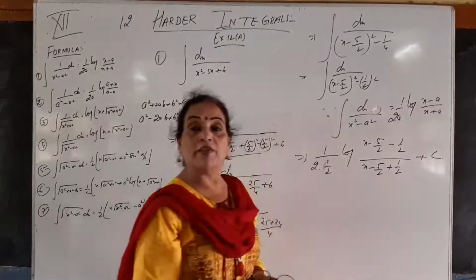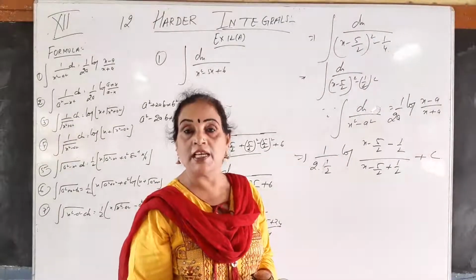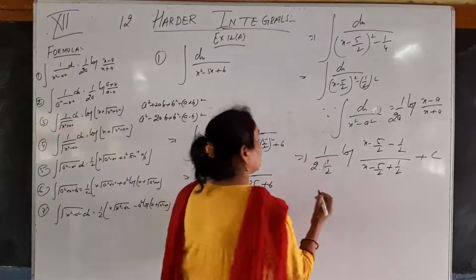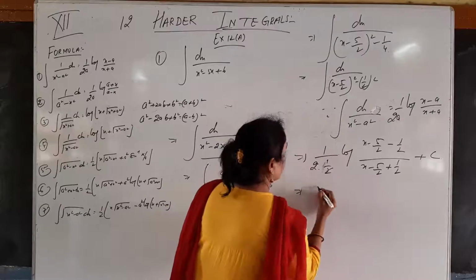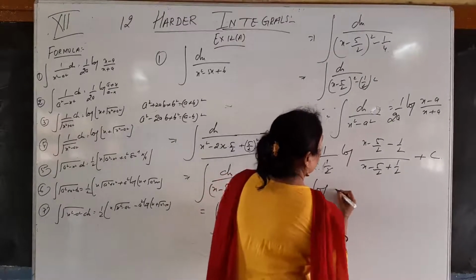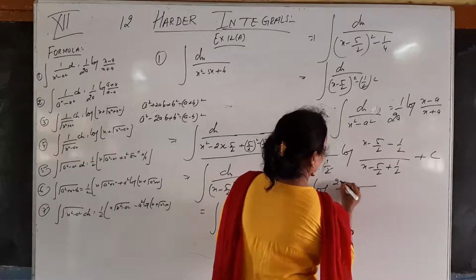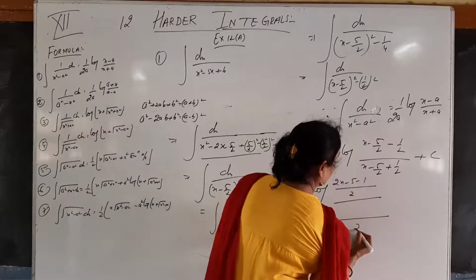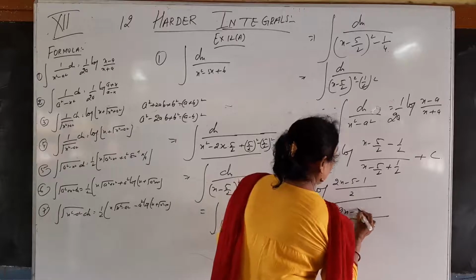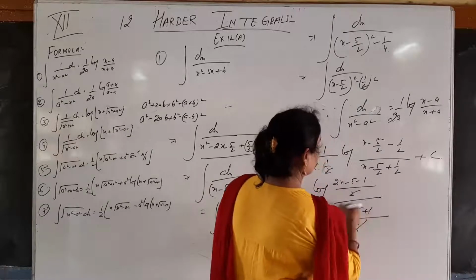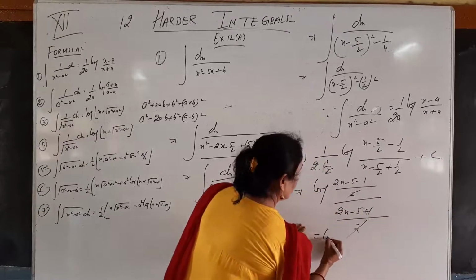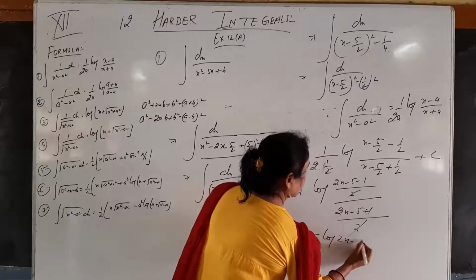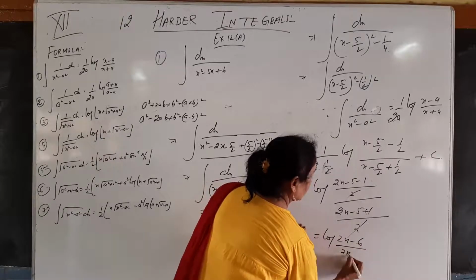C is a constant of integration. Now we have to put the c as a constant of integration. So this 2 cancels, and you will get here log, LCM is 2, so 2x minus 5 minus 1. Similarly, the denominator LCM is 2, so 2x minus 5 plus 1. These two cancel here or simplify. So log (2x minus 6) upon (2x minus 4).